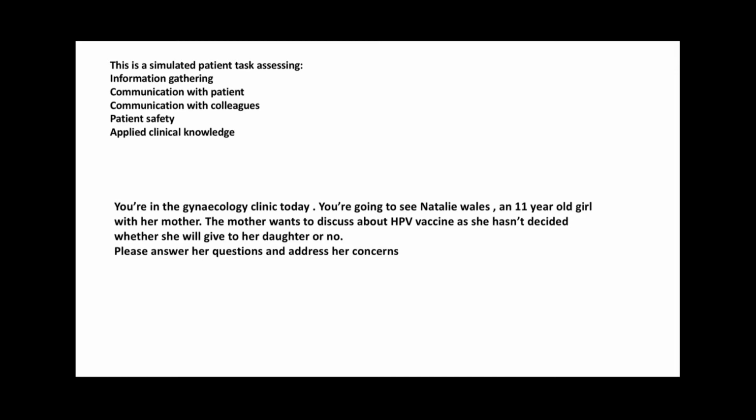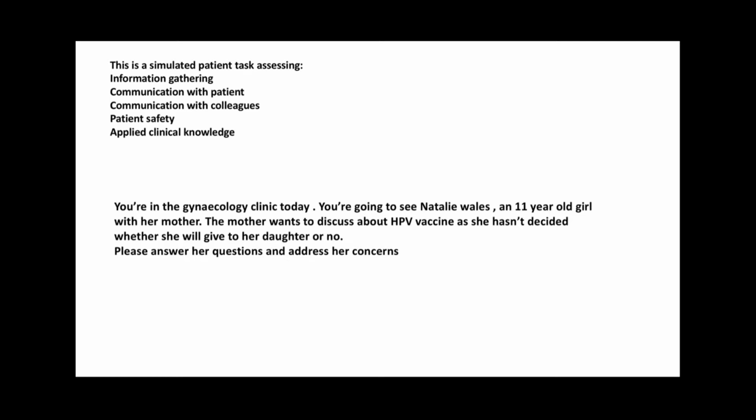So the mother will ask, why do I need to give it to her at this age, when she's not sexually active yet, and we don't expect that she will have multiple partners or anything like that. The answer is that this vaccine works better in young age rather than in older age, and it works best in this specific age, between 12 and 13 to 14 years of age.